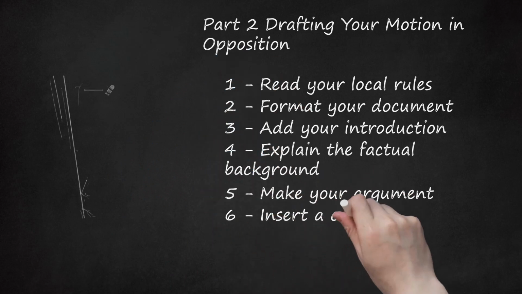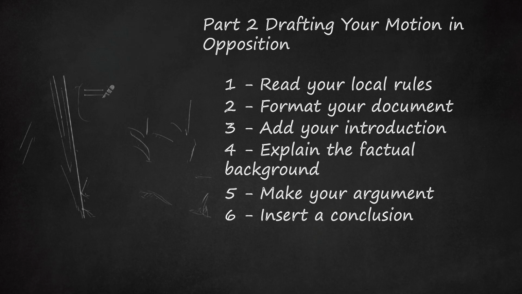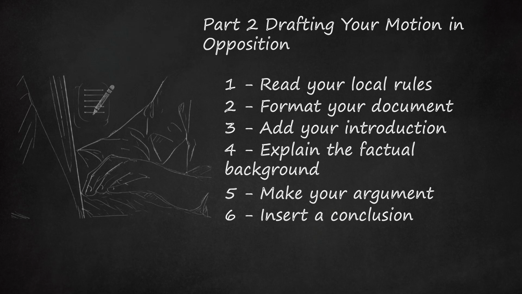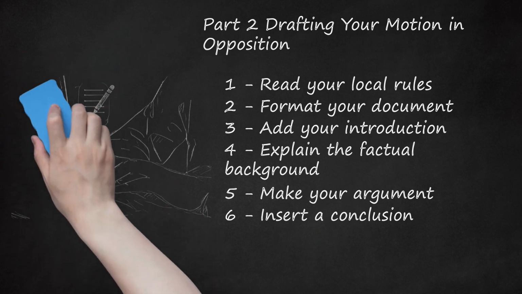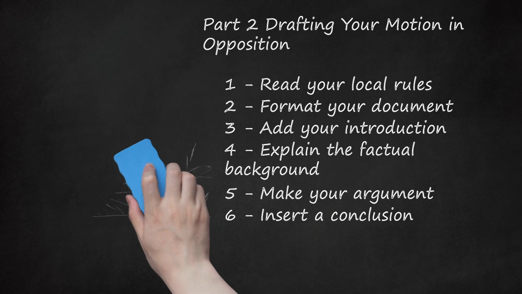6. Insert a conclusion. The conclusion can be brief. You should simply restate that the other side's motion is without merit and should be denied. Sample language could read, "For the foregoing reasons, defendant's motion to set aside judgment should be denied."